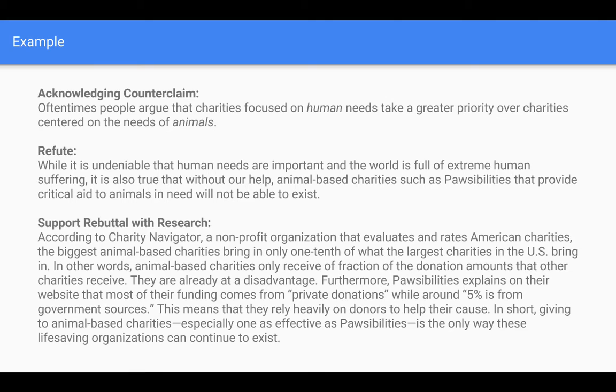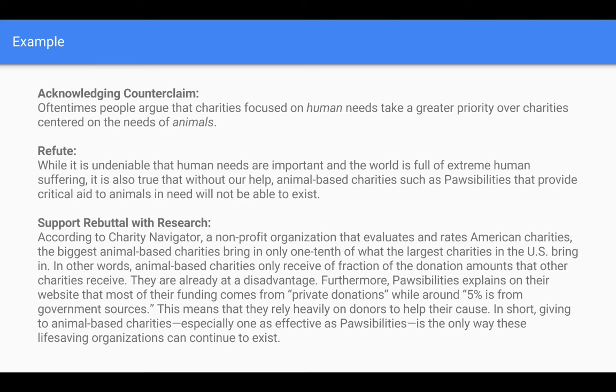So, as you can see, the first 2 things, my acknowledging of the counterclaim, I'm saying I know that most people think that we should do human charities, and then I argue back. The one thing that I have done is I have conceded and I've said, you're right, human needs are important and I can't argue that. But animal needs are also important, and if we don't help these animal charities, those animal charities won't exist.